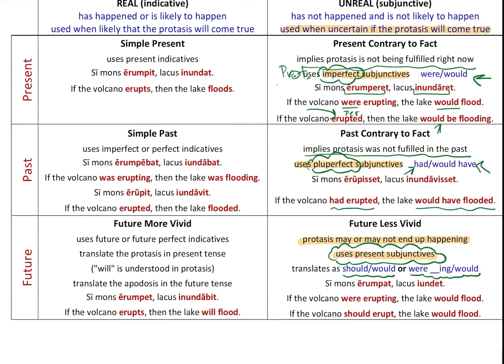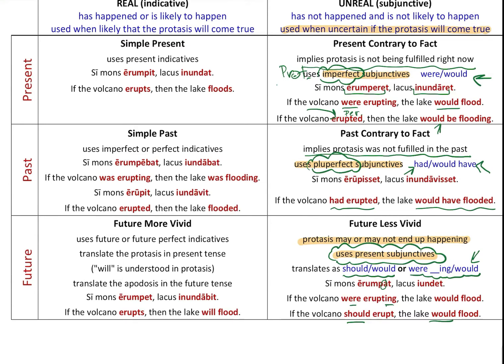Si mons erumpat. So present subjunctives. Remember we changed the E to an A here. Lacus inundet. If the volcano were erupting, so here's our were and the ing, the lake would, so here we're using the second pattern right here. The lake would flood. All right, or you could say if the volcano should erupt, here we're using our should, the lake would flood. Right, but all of them are in the present. Just be careful how you translate them because it's not as you've normally seen.